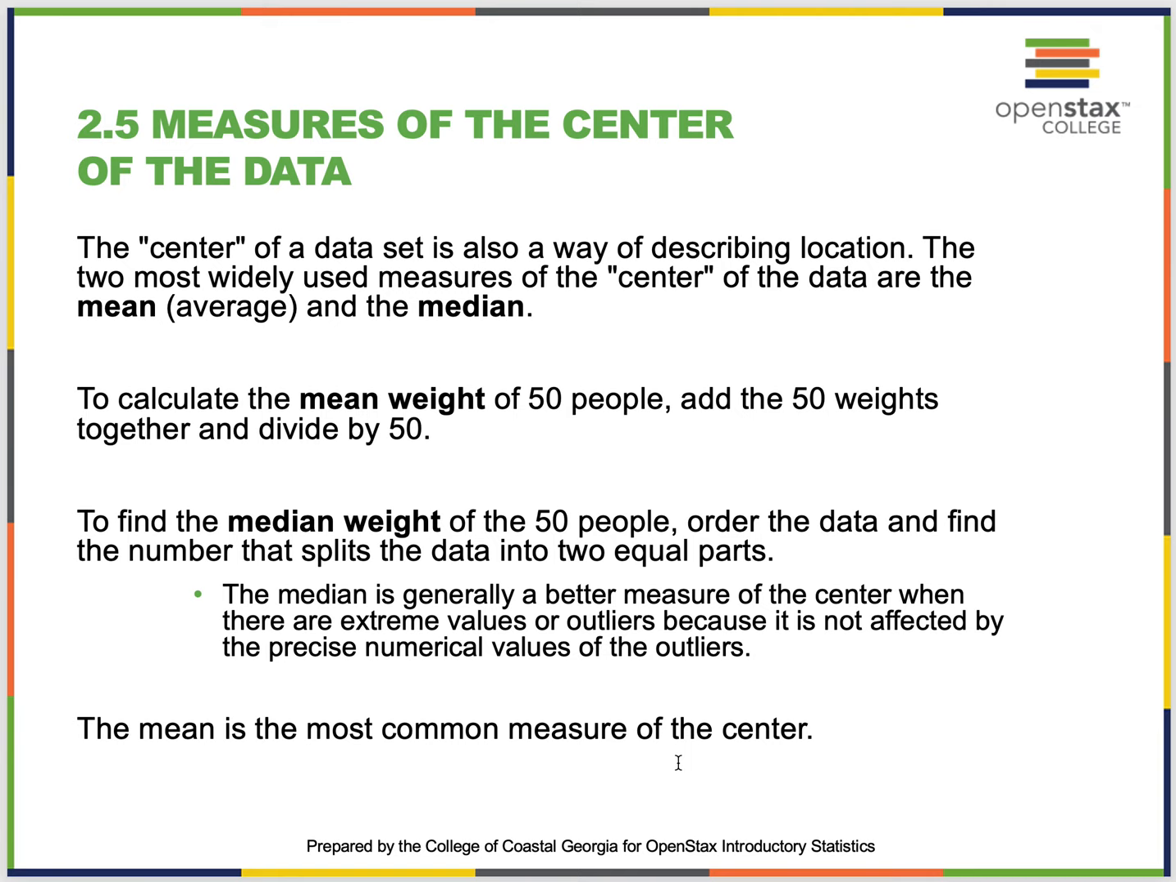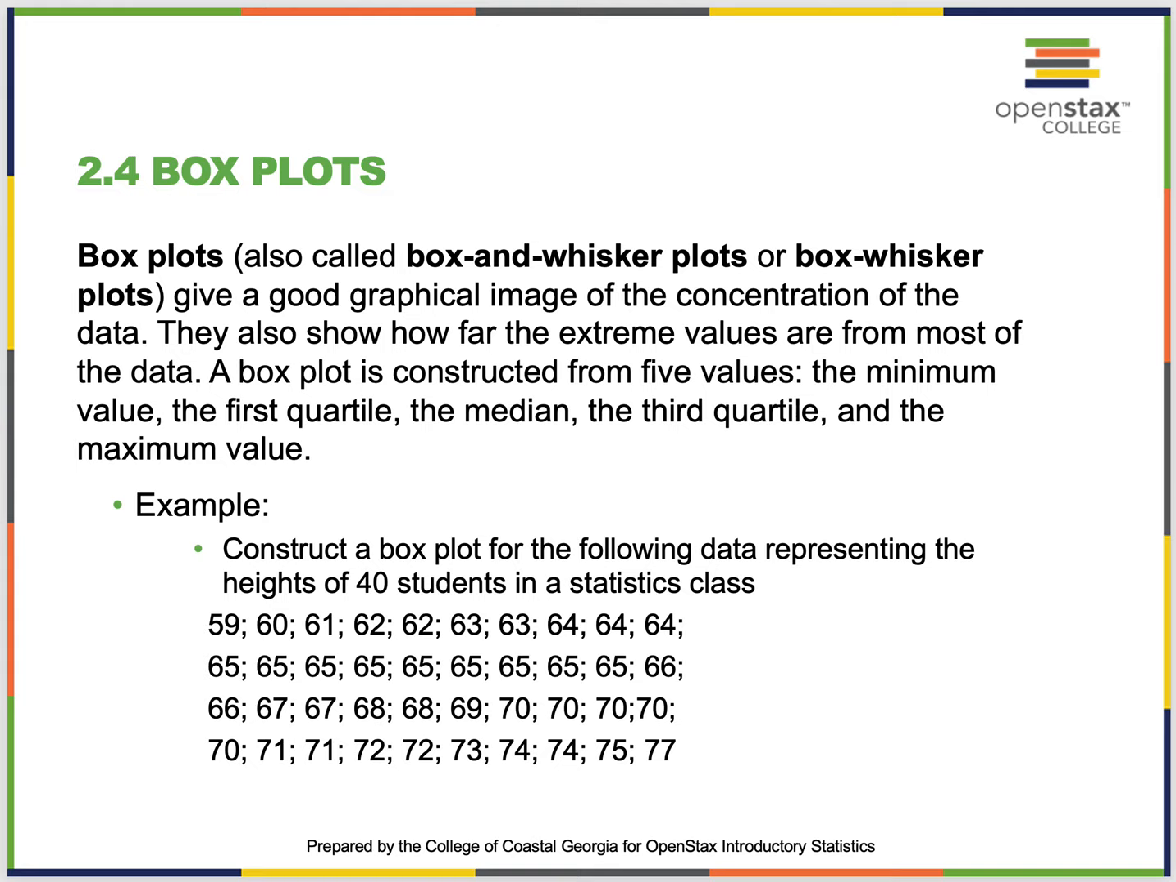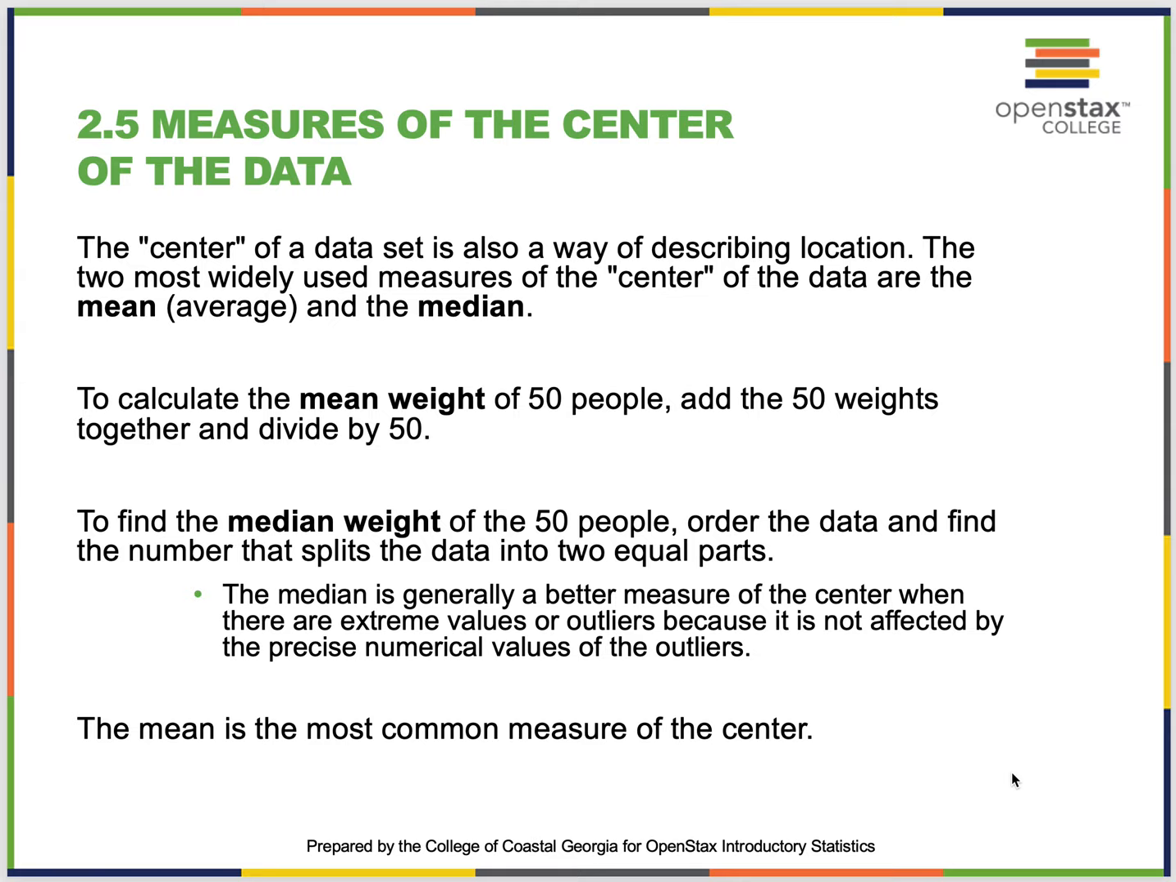If you look at box plots, let's go to the other presentation. We'll look at it in a little bit. The center of the data, this is easy to talk about, is mean, median, and mode. There are three things that we look at. I'll start with mean. Mean is the average. You add all the data and divide by the total number of data points. The mean weight of those 50 people: add the 50 weights together, divide by 50.